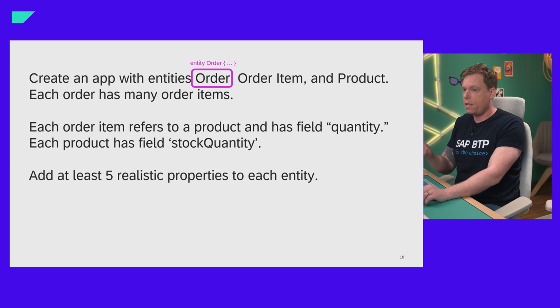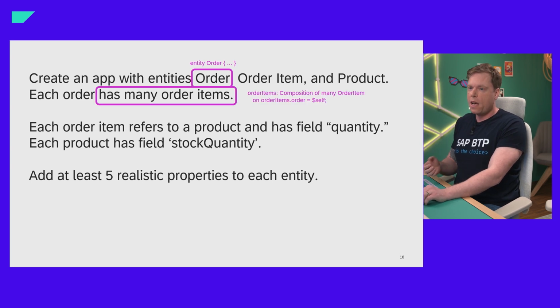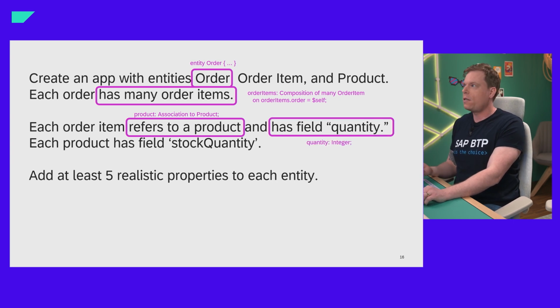For example, entities order means create entity order. Has many order items means, okay, it is a composition of many order items with an appropriate on condition. Refers to a product, in CAP speech, means association to product. Has field quantity means quantity of type integer.